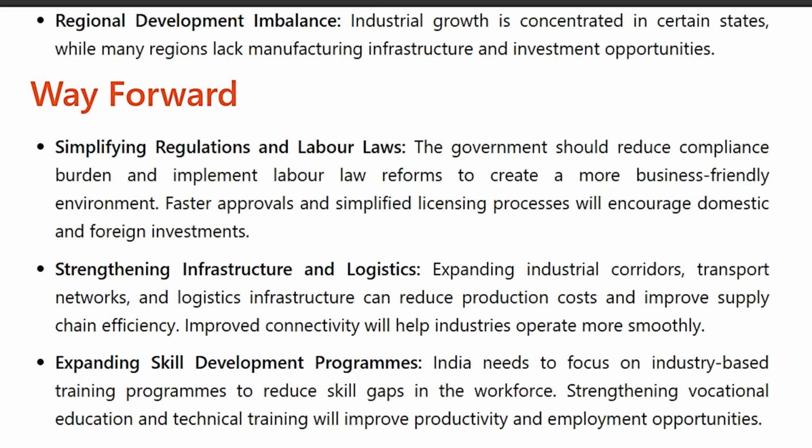The government should reduce compliance burden and implement labor law reforms to create a more business-friendly environment. Faster approvals and simplified licensing processes will encourage domestic and foreign investments. Strengthening infrastructure and logistics. Expanding industrial corridors, transport networks, and logistics infrastructure can reduce production costs and improve supply chain efficiency. Improved connectivity will help industries operate more smoothly.